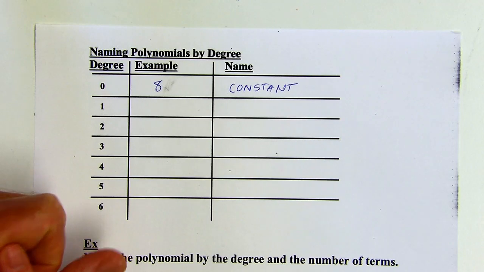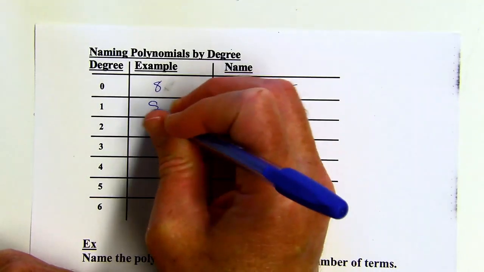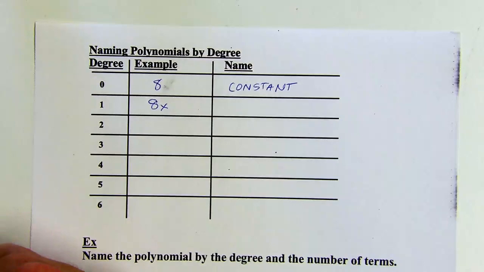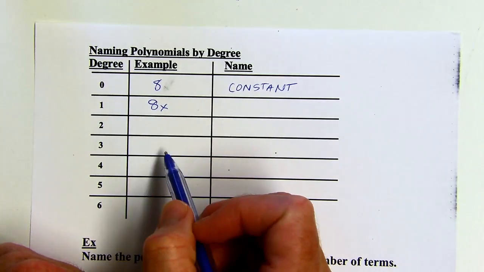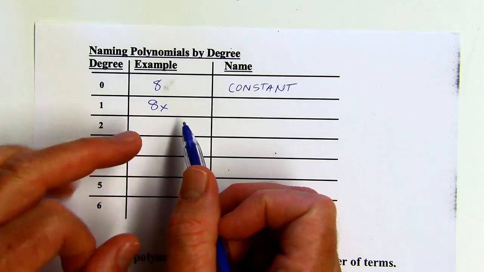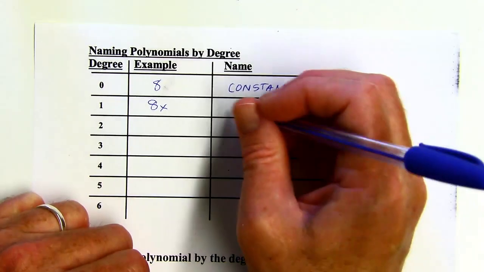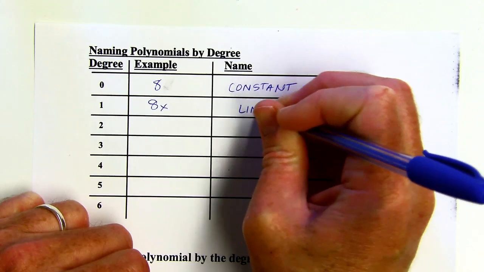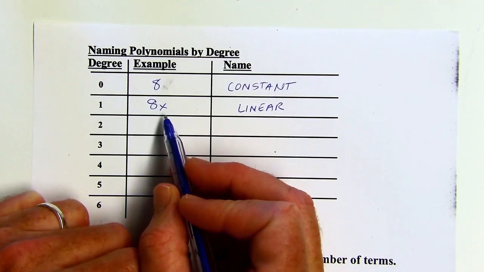Okay. An example of a first degree polynomial would look like this. I'm just doing these with monomials, just one term, but you could do more than one term. So I've got 8x here because it's 8x to the first. And so this is called linear. The reason why is because if you were to graph y equals 8x, it would be a straight line.